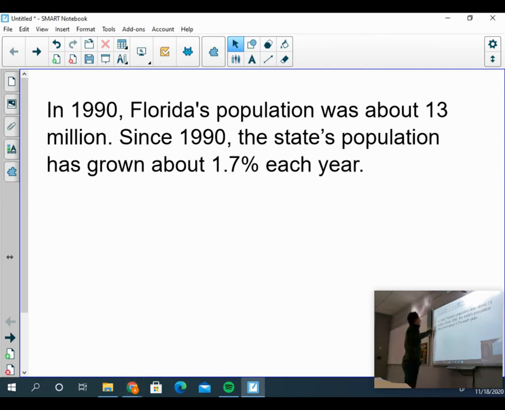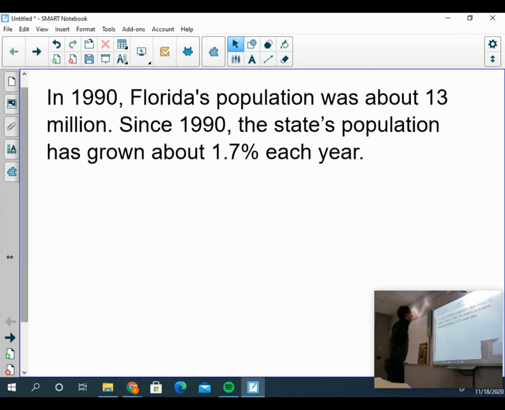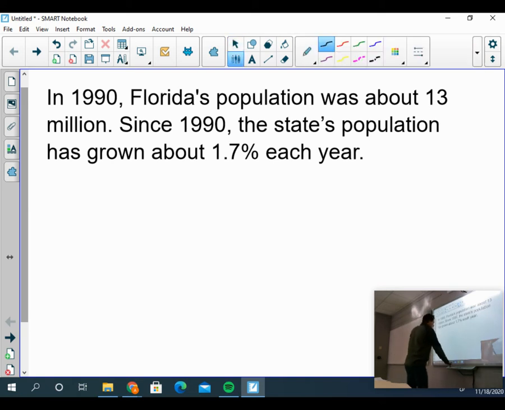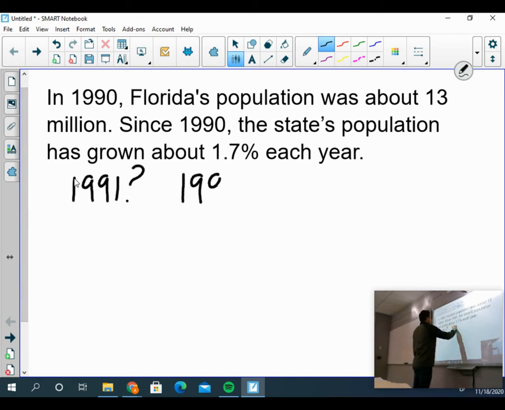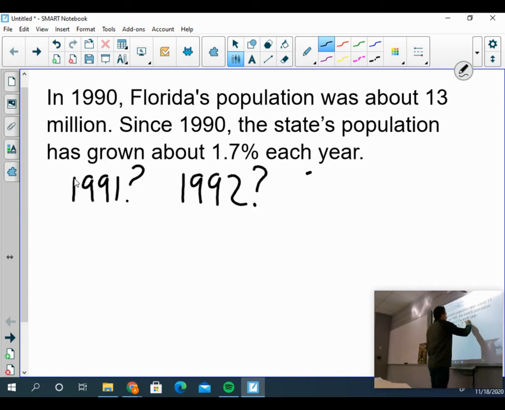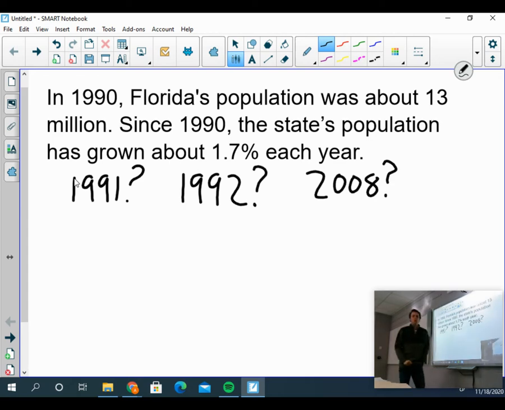So here's the problem we're dealing with. In 1990, Florida's population was about 13 million people. Since 1990, the state's population has grown about 1.7% each year. We want to know, what's the population in 1991, 1992, and what about a year like 2008? Now, if you haven't had a chance to solve this yet, if you're someone quarantining, go ahead and try this problem. See what you can come up with.